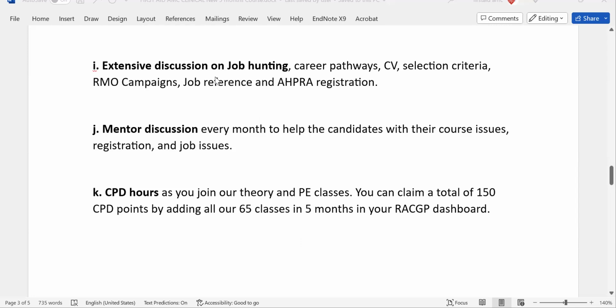We are going to have a discussion on APRA registration, RMO campaign, and career pathways just in a week. I'm hoping that you guys have seen the post. So the career guideline session is a must to attend. Please attend that session. That's free for everyone. But we discuss things that you would never know if you don't attend these kinds of sessions.